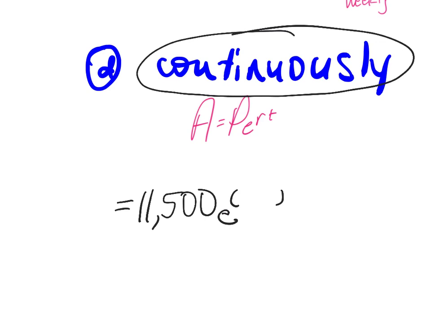What was the interest rate we had? 11,500. No, interest rate. Oh. 0.123. And then I'm going to times that by how much? 8.